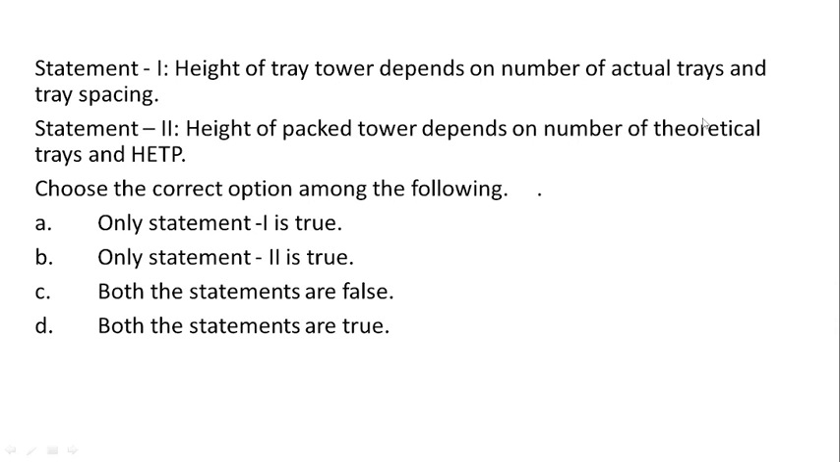So next question, choose the incorrect statement among the following. A: very low downcomer backup reduces tray efficiency. B: structured packing provides a higher pressure drop compared to random packing. C: structured packing provides a higher specific surface area compared to random packing. D: packed tower is provided with liquid distributor to make the liquid flow uniform. So which option is incorrect?